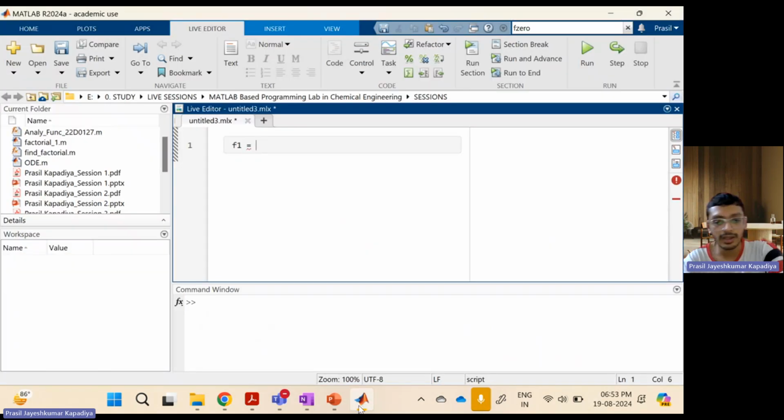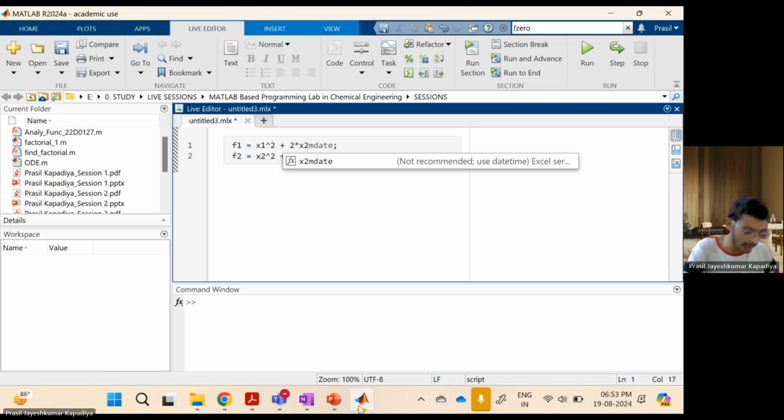Correct. So let's say my function 1 is x1 square plus 2 into x2, f2 is equal to x2 square plus 2 into x1. Here it's x2. Correct.